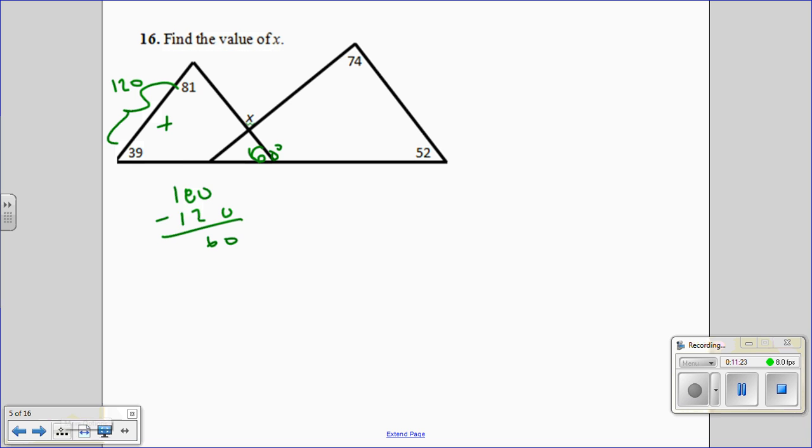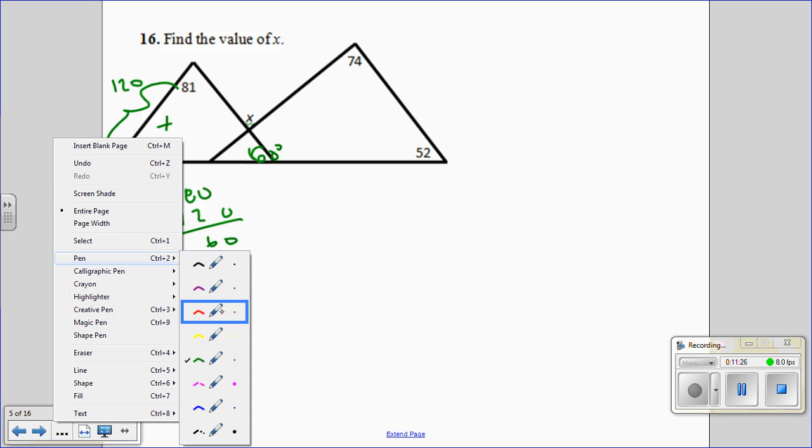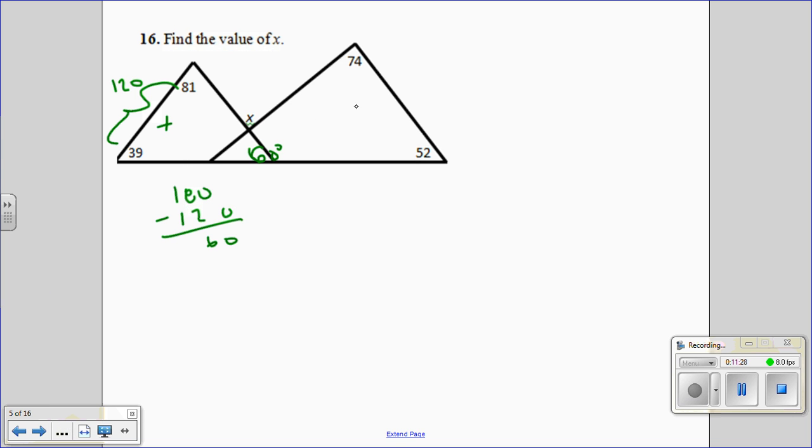All right, I would do the same thing with the rightmost triangle. Find the measure of this corner here. By again adding these two, which would give you 126, and subtract that from 180, which would leave you with 54. So this angle here is 54.